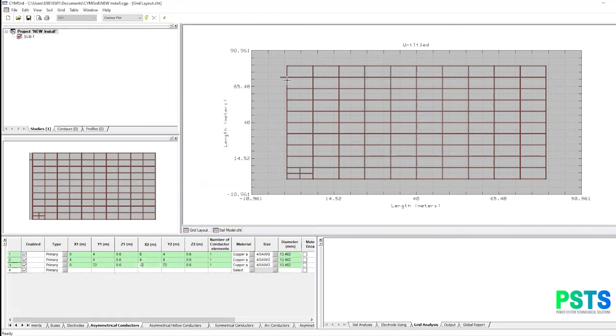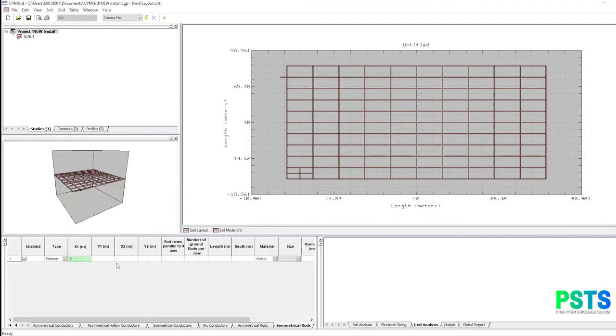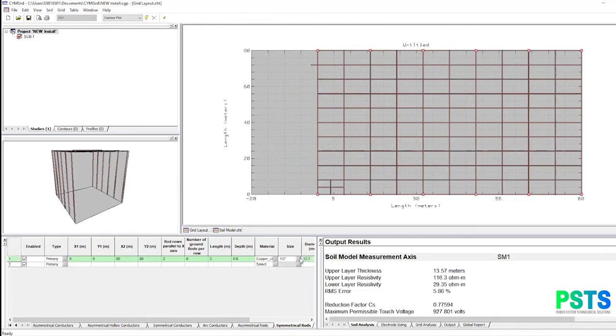So this one is maybe a conductor, and then let's put some rods around to show you how you can put rods, just for the fun of it. Let's say I want to put rods here and here at the same time, so I can go 1, 2, 3, 4, 5, 6 rods. You can define the whole area, let's say 0, 0, because you can add two rows of rods at the same time. Number of rods along the x-axis is 2, and I have 6 of them. The length is typically 5 meters or 3 meters. Depth is connected to the grid, and it's copper clad, 3/4 inch.